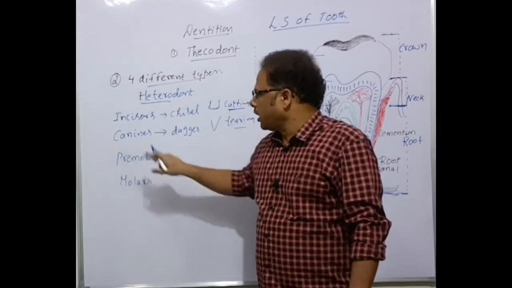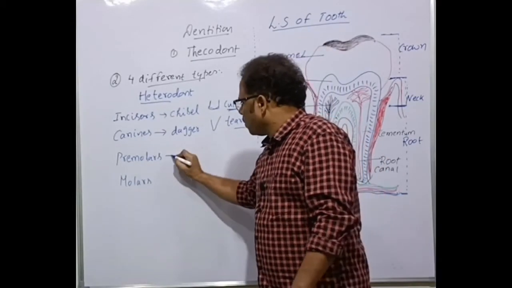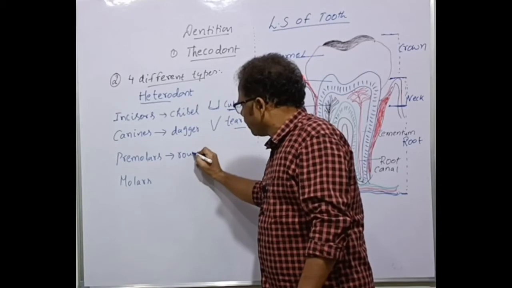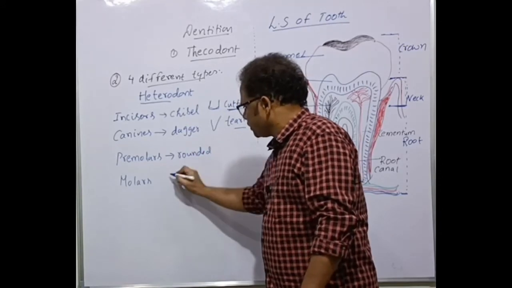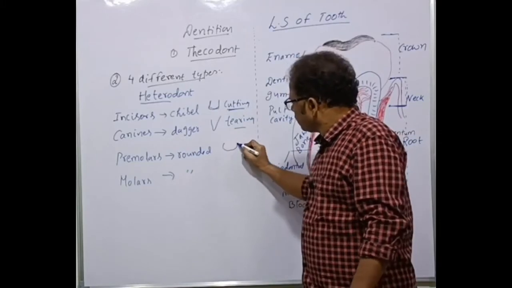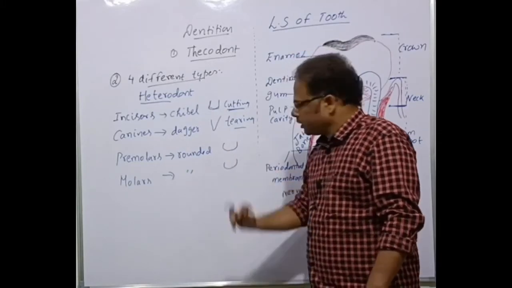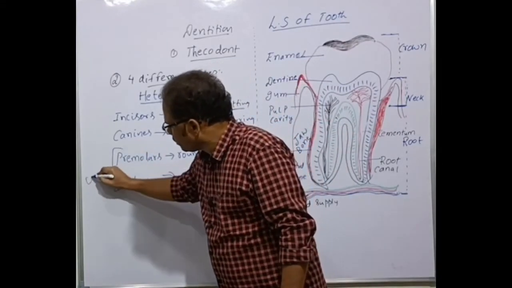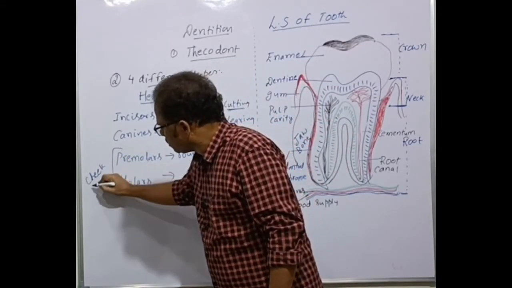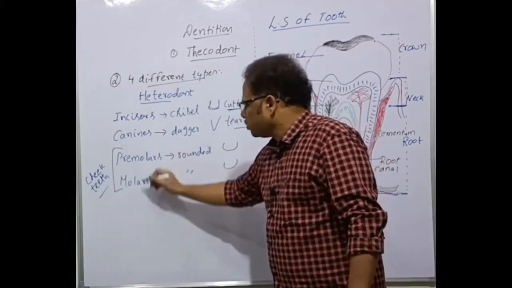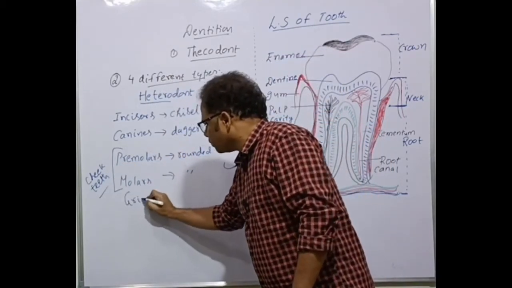They are the canines. Next one is the premolars. Premolars are present here, rounded in shape, and molars are also rounded, like this. And these two are called the cheek teeth, because they are present in the cheek. That's why cheek teeth. And both are useful for grinding the food.